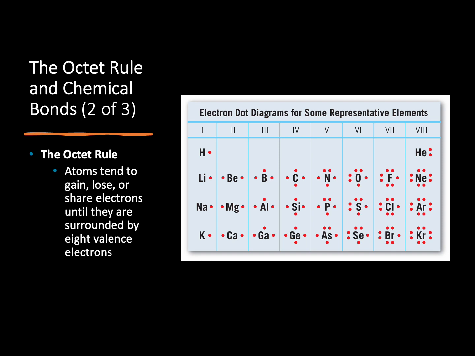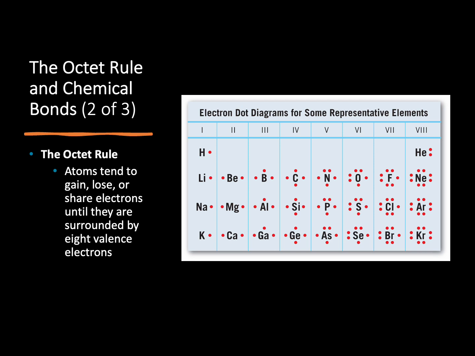So we see that atoms either gain an electron from another atom, they might share electrons together, or it might give away an electron to another atom so that it's easier for it to get to 8 valence electrons, or 8 overall electrons in that outermost shell.